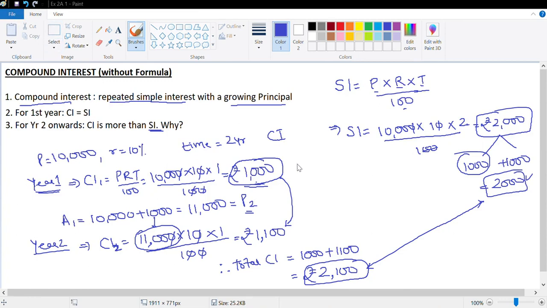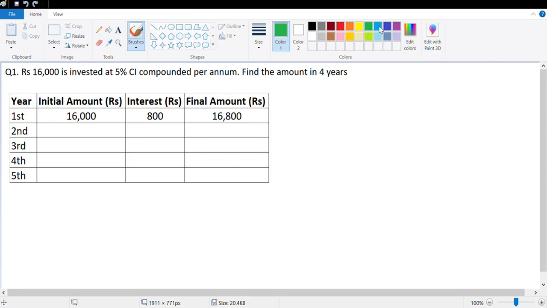Let's look at some questions and solve them. So question number 1. It says rupees 16,000 is invested at 5% compound interest compounded per annum, which means after end of every 12 months or 1 year, the interest gets added to the principal. So find the amount in 4 years. So we don't need the 5th year. It's given already in your book.